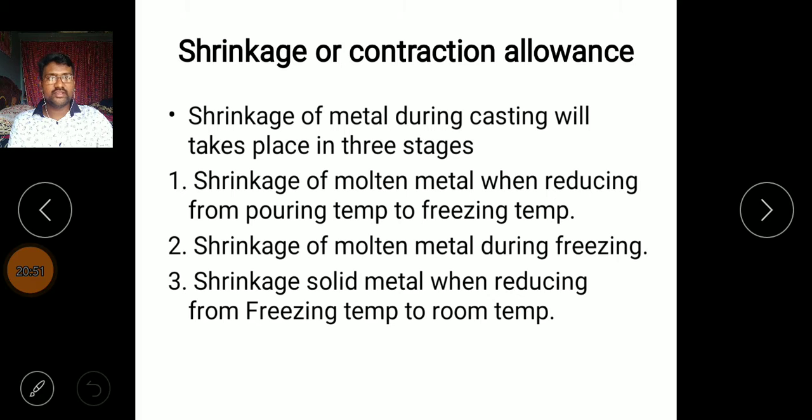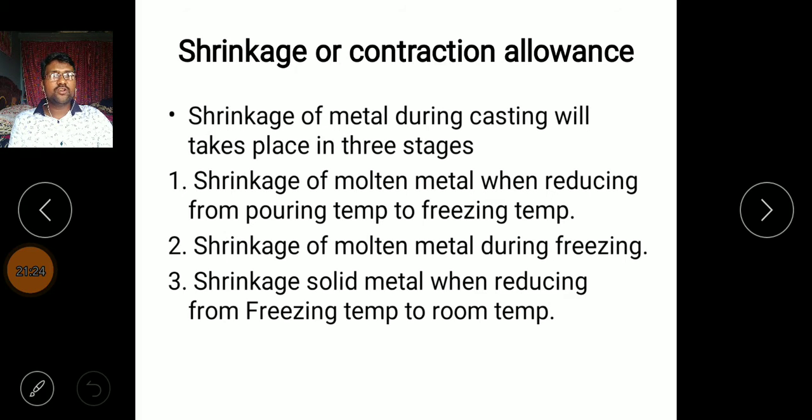Already we discussed about the molten metal. Molten metal is nothing but converting the raw material of the goods into liquid form. By heating the raw material, we will get the liquid metal. That liquid metal is known as molten metal. The molten metal has the highest temperature, and at this temperature it is in the form of liquid.